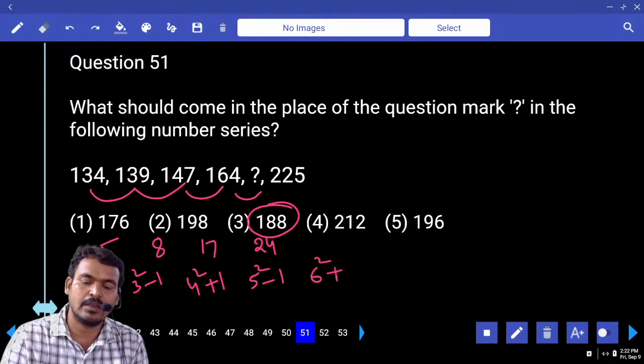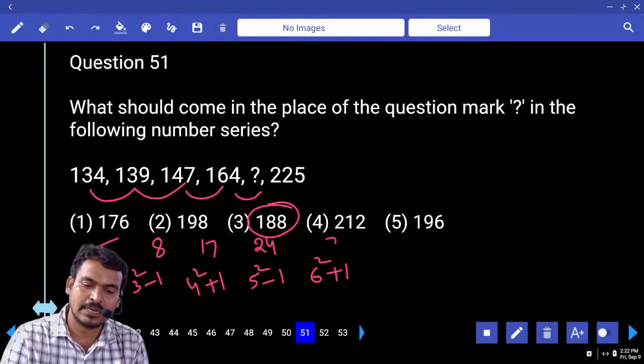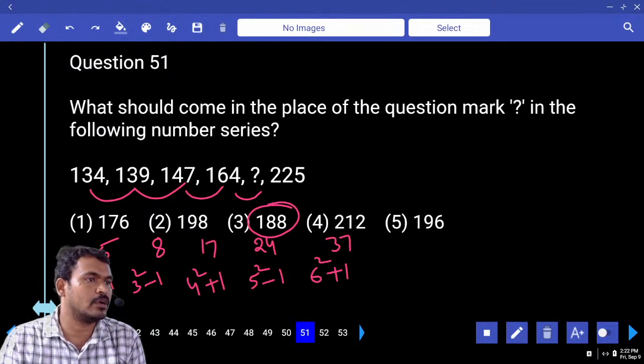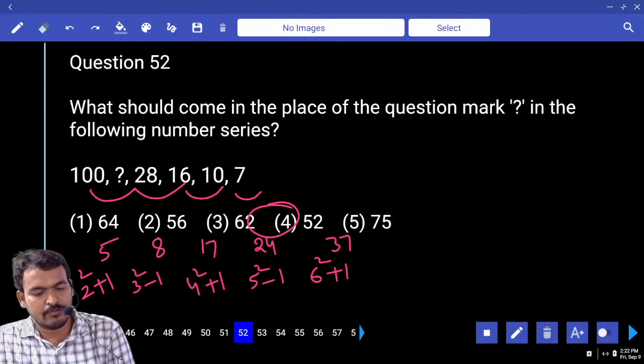Square plus 1, or not? What is the 6 square? 36 plus 1, 37. 188 plus 37, 225, or not? But 52.